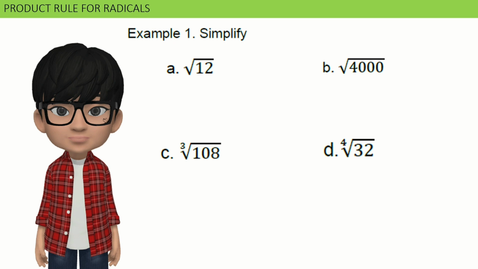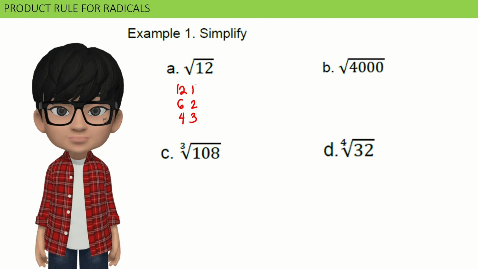Okay, let's try to simplify the following using the product law of radicals. For number 1, we have the square root of 12. So we list all the possible factors of 12. Let's say we have 12 times 1, we have 6 times 2, and we have 4 times 3. After we write all the factors, now we're going to get the highest perfect square, or HPS.